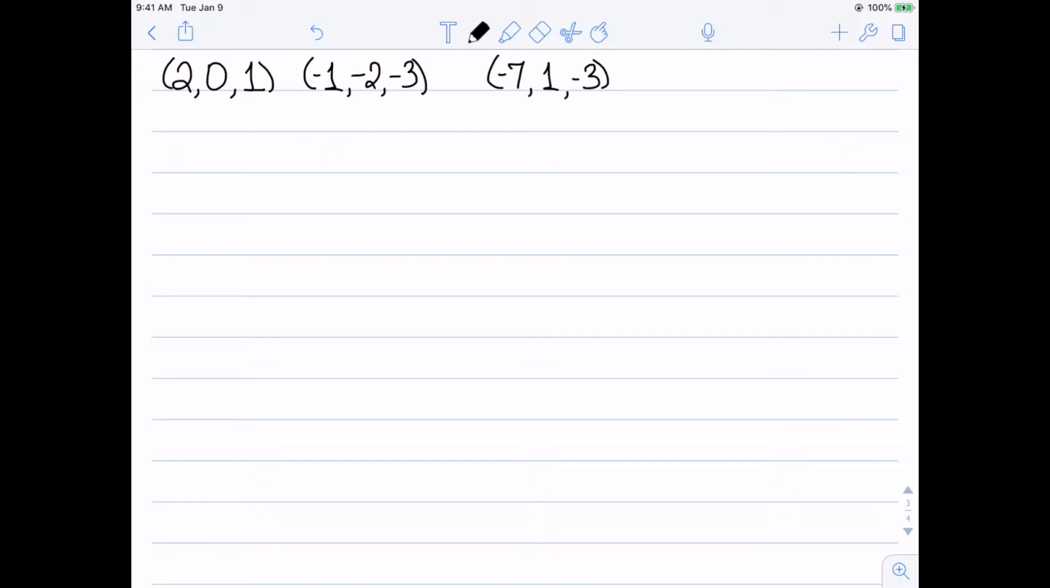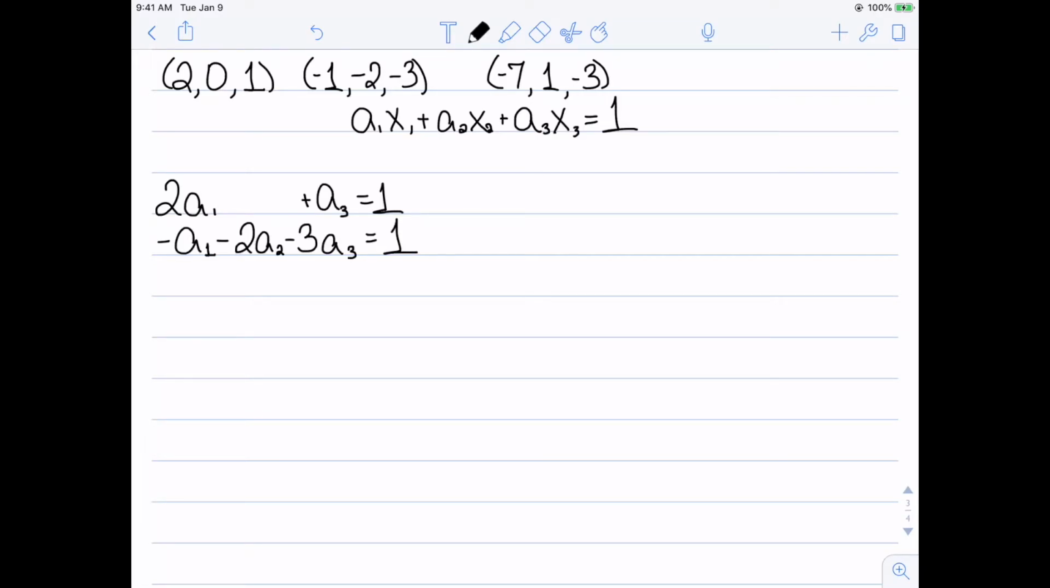Here I have 3 points, and I want to find the normal form of the plane that contains these points. That means we want to put it into this form a1x1 plus a2x2 plus a3x3 equal to 1. But we have our values for x1, x2, x3. If I stick in my first point, that gives me 2a1 plus 0a2 plus 1a3 is equal to 1. Sticking in my second point gives me negative a1 minus 2a2 minus 3a3 is equal to 1. And then my third point gives me negative 7a1 plus 1a2 minus 3a3 is equal to 1.